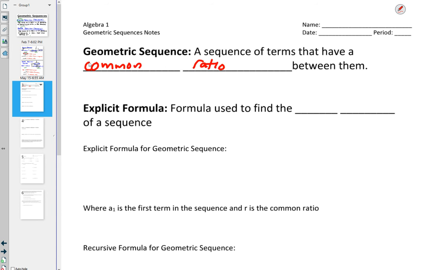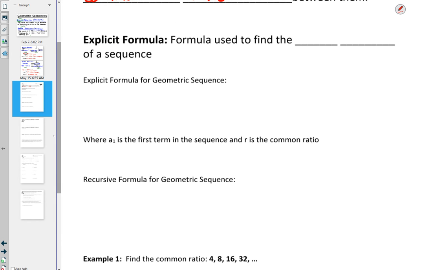The explicit formula is the formula that's used to find the blank of the sequence. You know what? I'm not even sure what they're talking about there. I don't have a key for this. The explicit formula could be used to find a lot of things, so I'm not sure what they meant by that. Let's just skip that here. But what we can do is focus on this one.